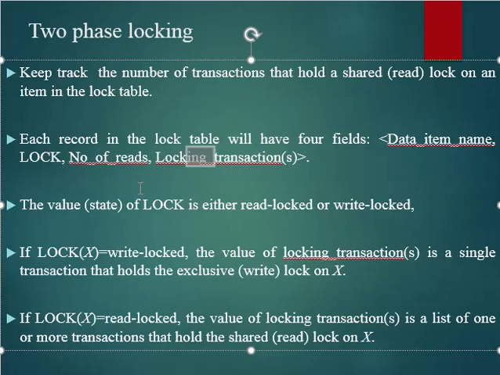And if it is a write lock, then there is only a single transaction; nobody other than that transaction is reading or writing. So the data item is X, the lock will be write locked, there is only a single transaction, and the number of reads is actually 0. So only that particular transaction can read or write.